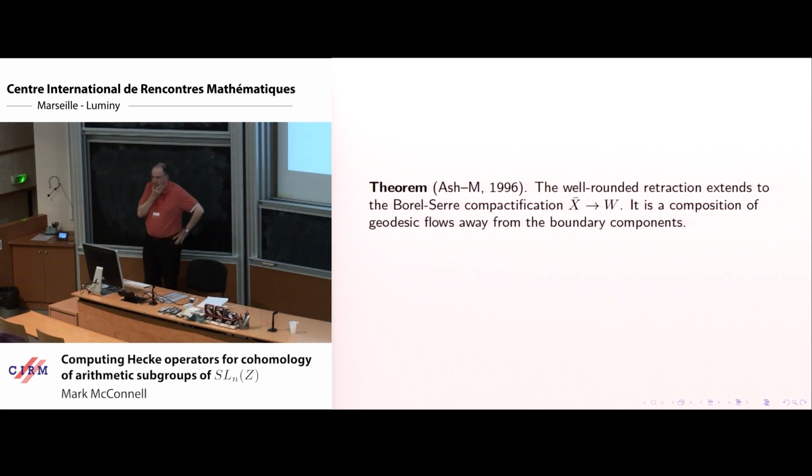It's a good time to mention that Ash and I proved back in '96 that, in fact, for all SLn, and including over number fields, the well-rounded retraction extends to a retraction from the whole Borel-Serre compactification down to W. Once again, we proved that it's a composition of geodesic flows away from the boundary components. You have to do a little extra work to get going when you're out at infinity, and then just keep flowing in the rest of the way.